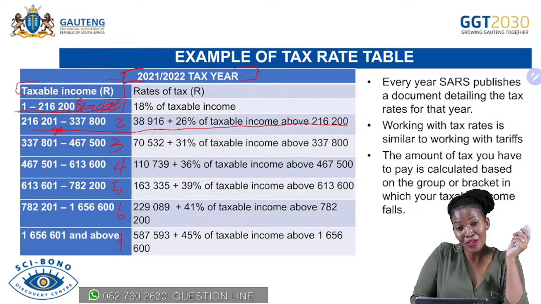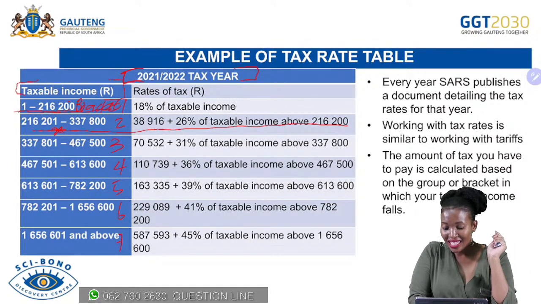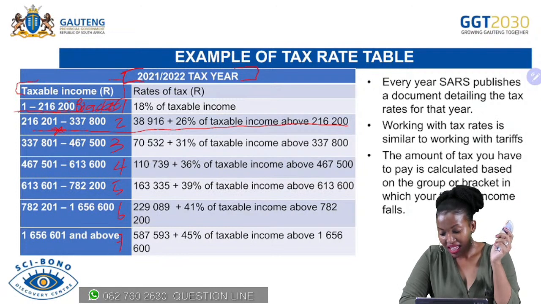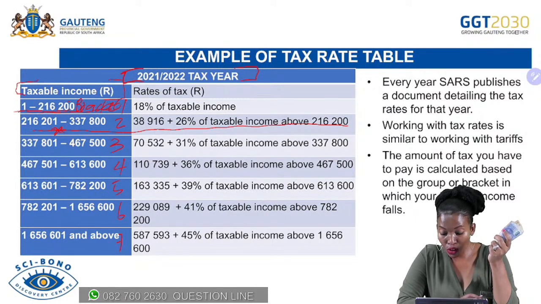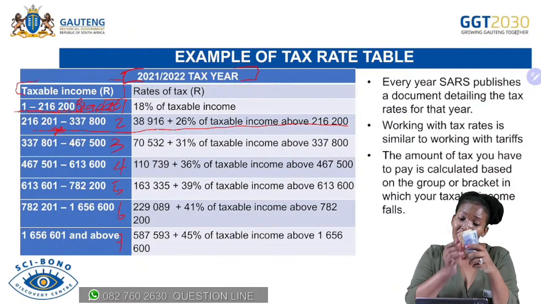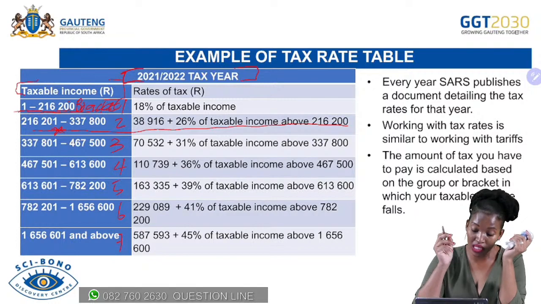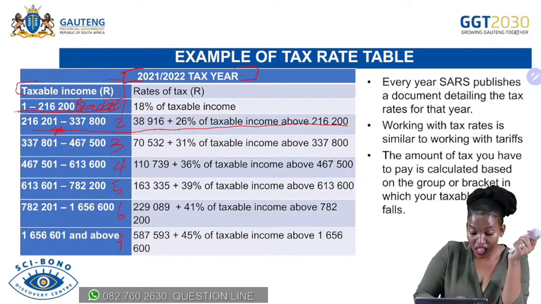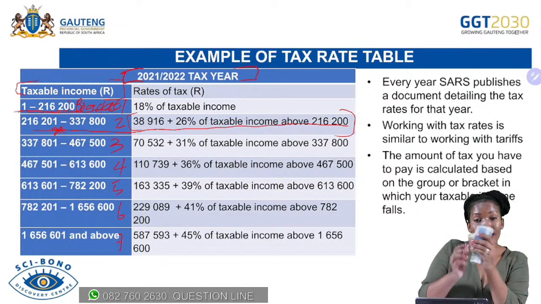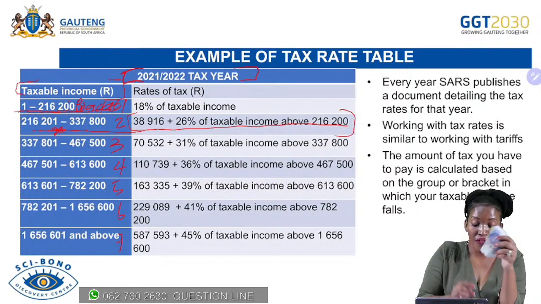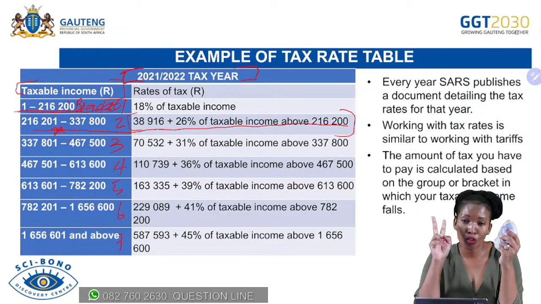Are we okay, guys? I hope you guys are following. And then, guys, the amount of tax that you have to pay is always calculated based on the bracket in which your taxable income falls. Like here, if you were to calculate my tax from this 320 that I'm earning, you would calculate it using the formula in bracket number 2, because my taxable income falls under bracket number 2.